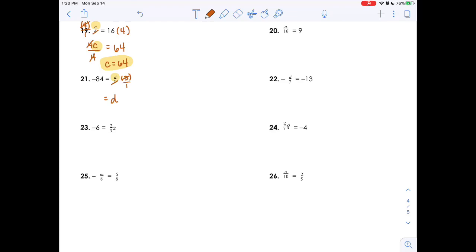So what I did on the right was multiply by 3, or 3 over 1. So what I'm going to do on the left is multiply by 3. So 3 times negative 84 gives me a negative 252.